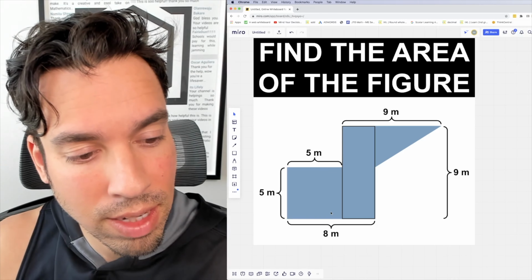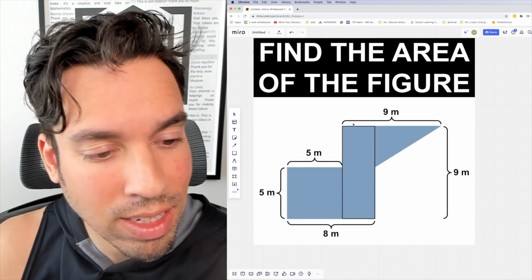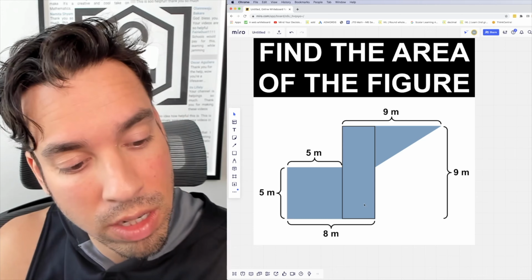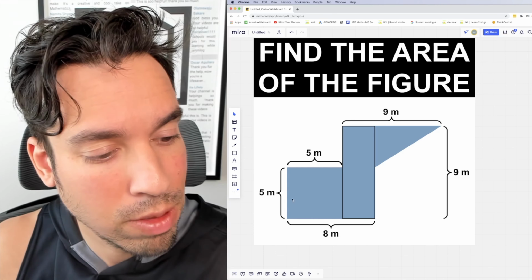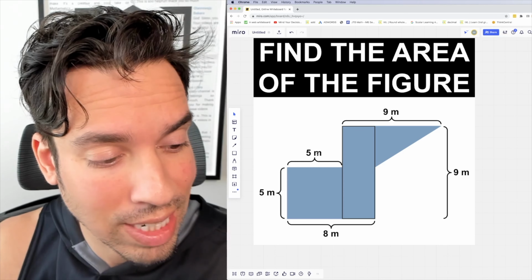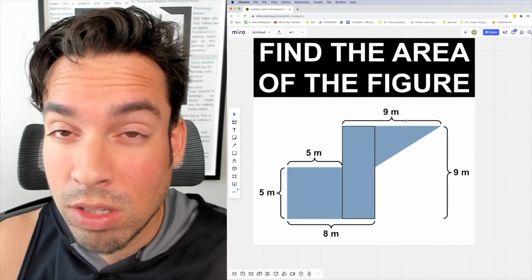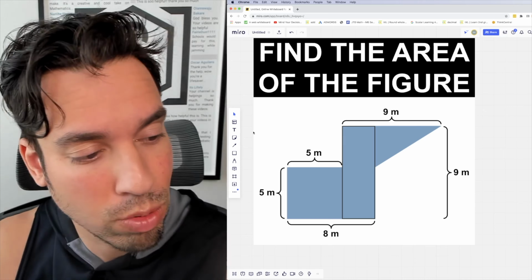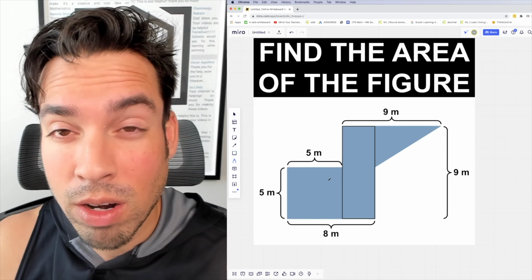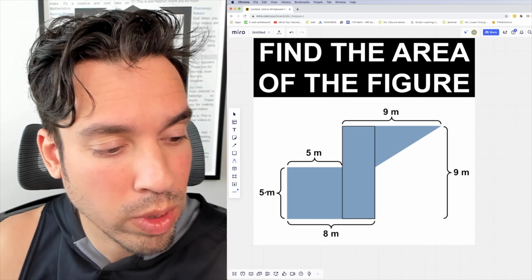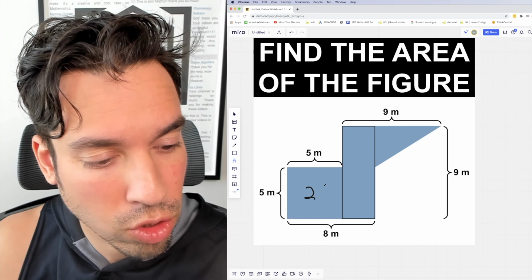So the first thing I did is I added in this little rectangle here, because that divides this up into a single rectangle. It also divides up this piece into its own square, because you can see it's 5 by 5, which is great. And it also separates out this triangle, which we still have to figure out the dimensions of, but at least we can see it. Now, since I have a square, I know the area of a square is length times width. So it's 5 times 5, which is 25.